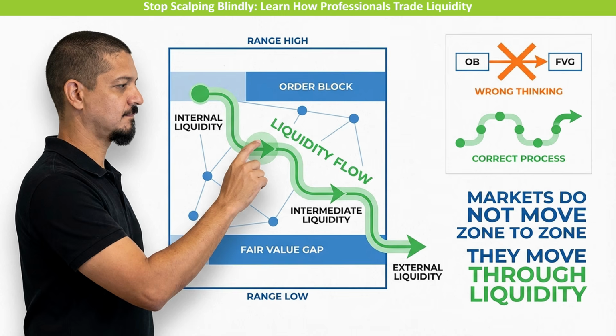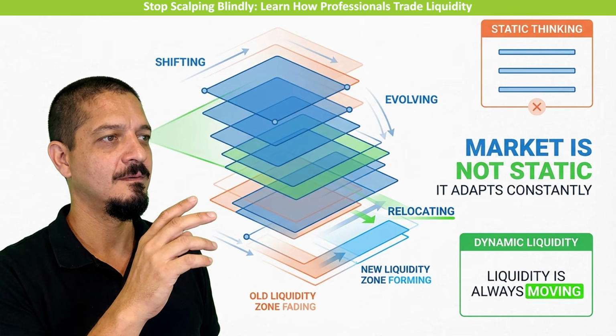They move through liquidity. And once your execution is aligned with that process, the next step is to understand what actually drives price from one level to another. Because liquidity is not static. It is constantly moving, evolving, and shifting as the market develops. And this is exactly where most traders start to lose clarity again. So the next step is understanding how the market operates beneath the surface through dynamic liquidity.